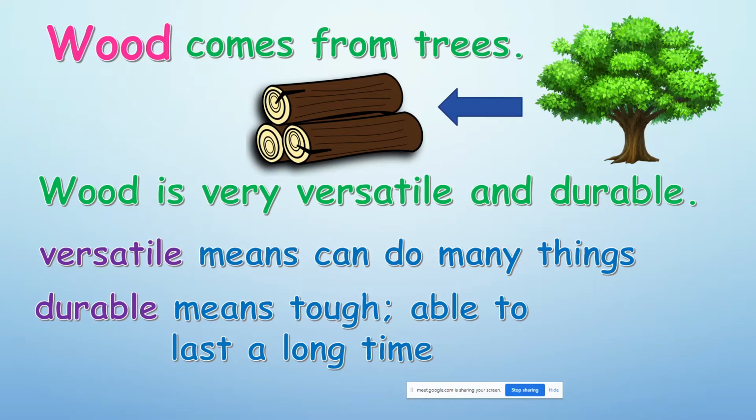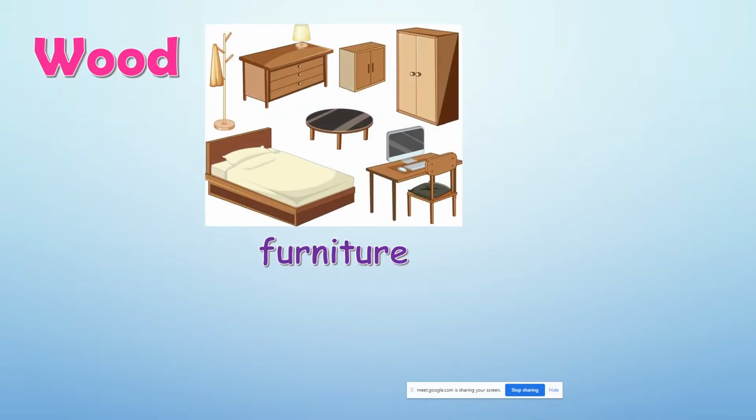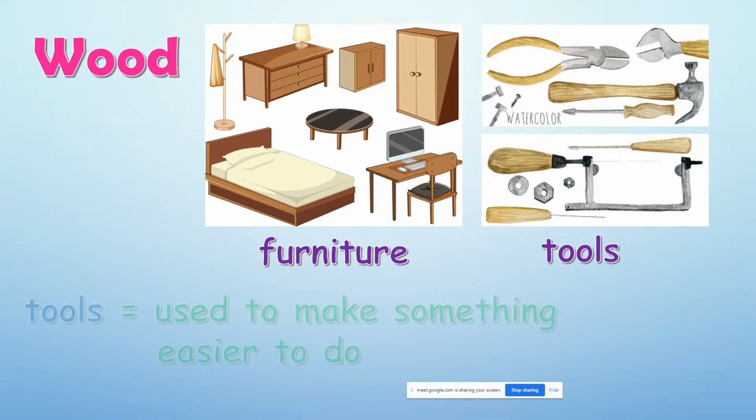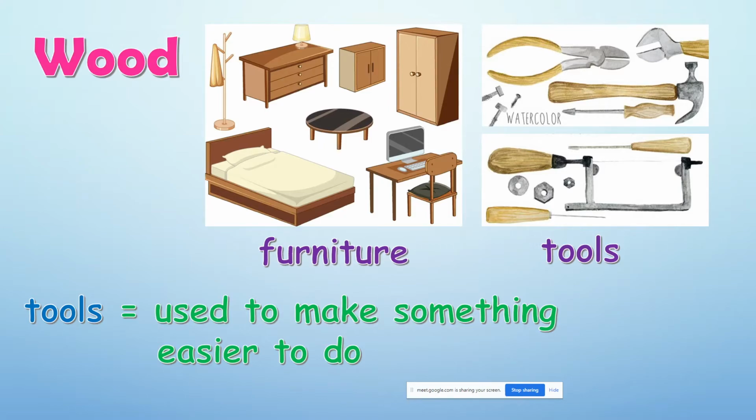That's why, for example, your bed, you don't use it for one day and then throw it tomorrow and buy another one. Because wood is very strong. You can use it for many years. Now, what are the different examples of things made of wood? One is furniture. Like your table, shelves, bed, chair. And also tools. Tools are used to make something easier to do when you want to build something, when you want to make it fast.